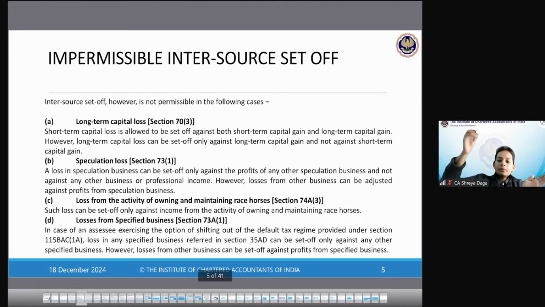Please write long ego, which means you cannot set off long-term capital loss with anything else other than long-term capital gain. Anyway, the interhead was not allowed for them. You will learn eventually, when we do interhead, that capital losses in general cannot be set off against income from any other head. Now long-term capital loss has a further restriction that it cannot be set off against short-term capital gain. It has such a long ego that it can be set off only against long-term capital gain. Long people won't marry short people.